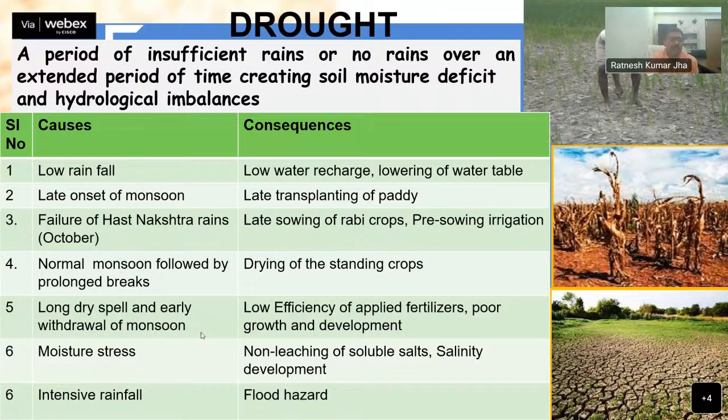Now, long dry spells and early withdrawal are also one of the causes. And so there is low efficiency of applied fertilizers and poor growth and development. Again, moisture stress is a problem. And so nutrient leaching in the soils and selective development is a problem. And again, intensive rainfall brings flood hazard. You can say the same field, same situation.